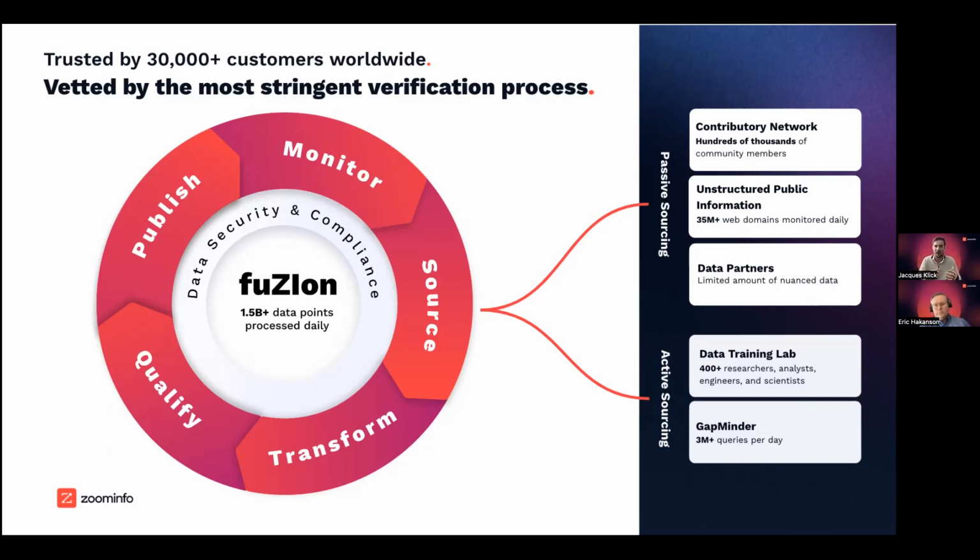So we talked about the big 3 of how we source data, but we also come across data that's hard to come by or missing from those above sources. And that's why we employ 2 active strategies to get our new data. We have a team of 400 researchers that are proactively gathering and verifying insights. And we also use Gapminder technology that uses smart querying to proactively fill those gaps in our contact and company profiles to ensure that they're complete. So between all these sources, we're gathering over 1.5 billion data points every single day.